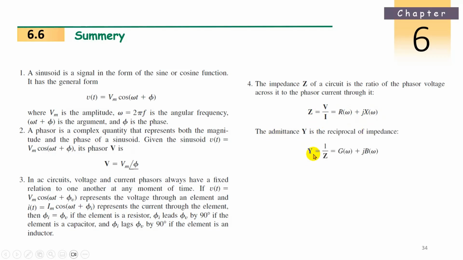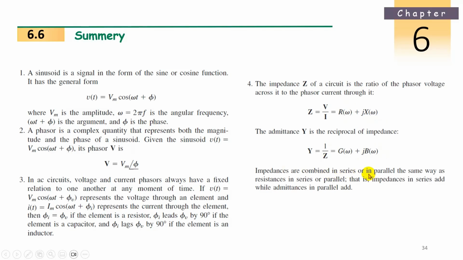The admittance Y is nothing but 1 by Z, that is G(ω) + jB(ω) in the frequency domain. G is the conductance and B is the susceptance. Here in Z, R is the resistance and X is the reactance. Impedances are combined in series or in parallel the same way as resistances in series or parallel. You first have to find the resistance and reactance, that is, the impedance R + jX form, then calculate in the same format as resistances in series and parallel.